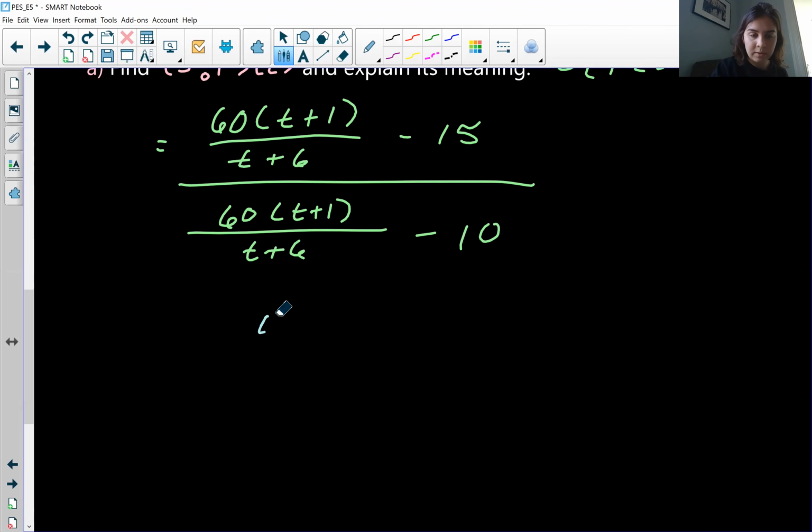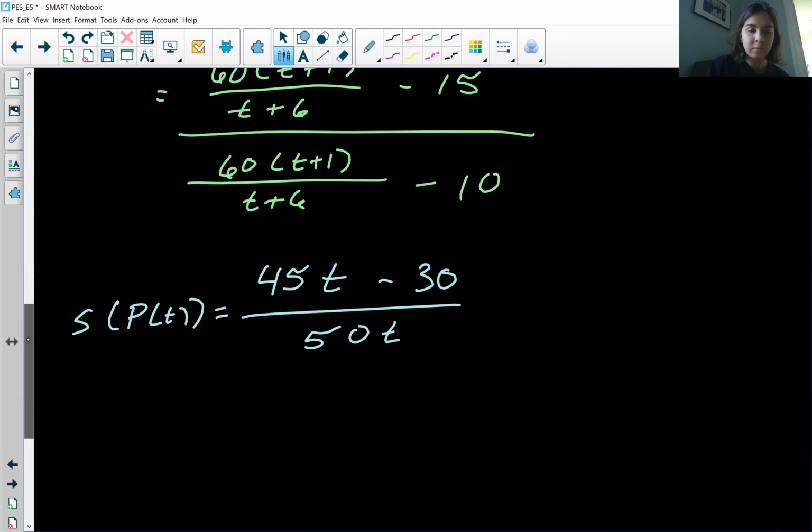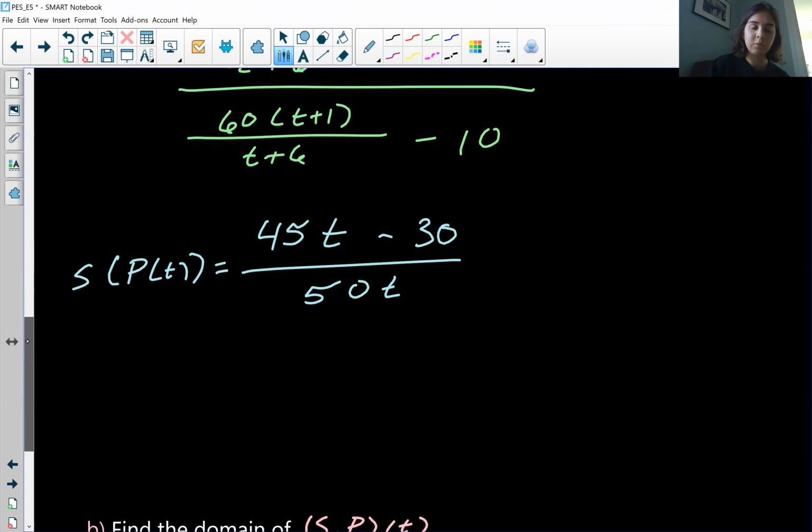The answer I got was 45t minus 30 over 50t. All right, so that would be the simplified version of, let me write this out, s of, wait, no. Here, let's write it this way. S of p of t. That's what that is. And that's good because we should just see time in this equation. We shouldn't see any p's.